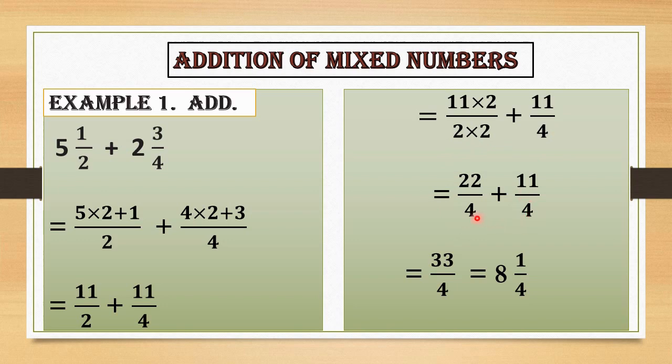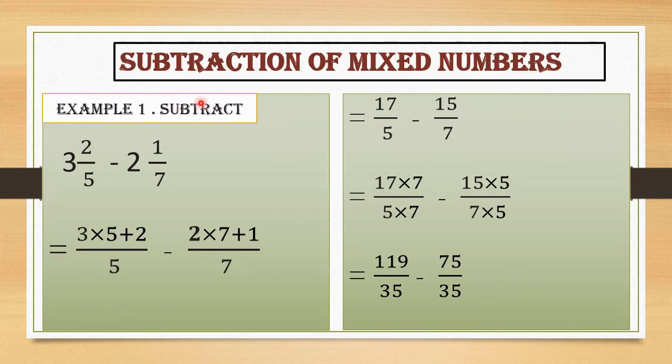Now here you can see the denominator is the same. Now we can simply add the numerators over a common denominator. So we will get 33 by 4. Now in mixed numbers we will write it like this: 8 and 1 by 4. So like this we will add these numbers.